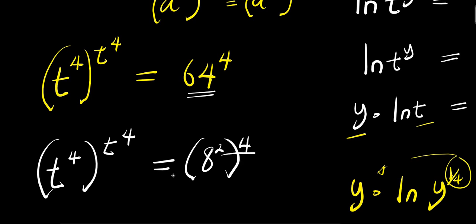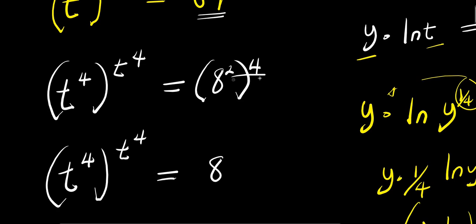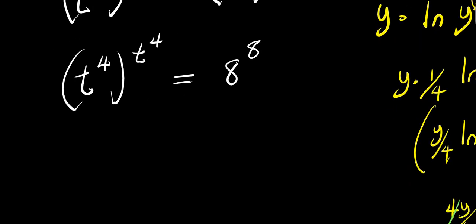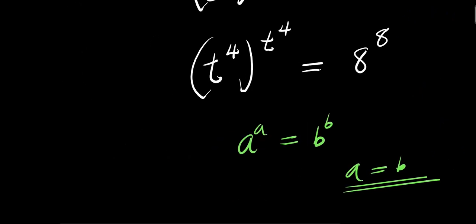Let's multiply this out. We have t power 4 power t power 4 equals 8 power 2 times 4, which is 8. Now, if you have a power a equals b power b, that means we can say a equals b. So we can also say that t power 4 equals 8.